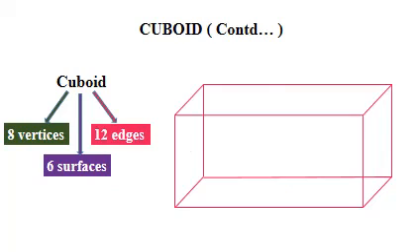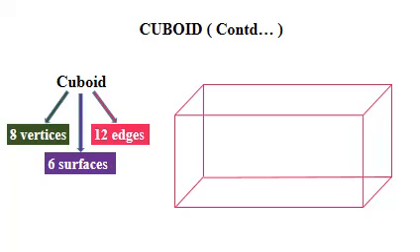Now let's count the 12 edges in a cuboid. Edge means the boundary of a cuboid or the distance between the two vertices. Now we are going to count the horizontal edges from the upper surface of a cuboid. 1, 2, 3, 4. Now we are going to count the vertical edges in a cuboid. 5, 6, 7, 8. And now we are going to count the horizontal edges from the lower surface. 9, 10, 11, and 12. So a cuboid has 12 edges.